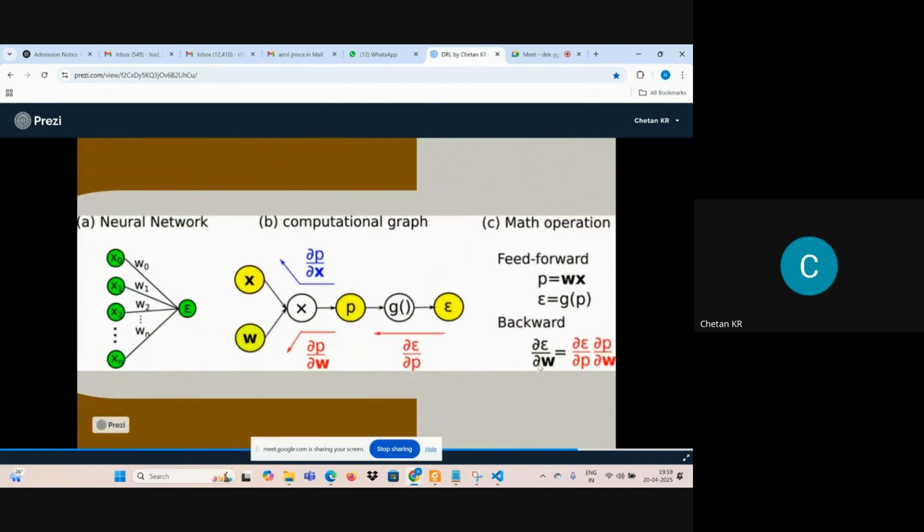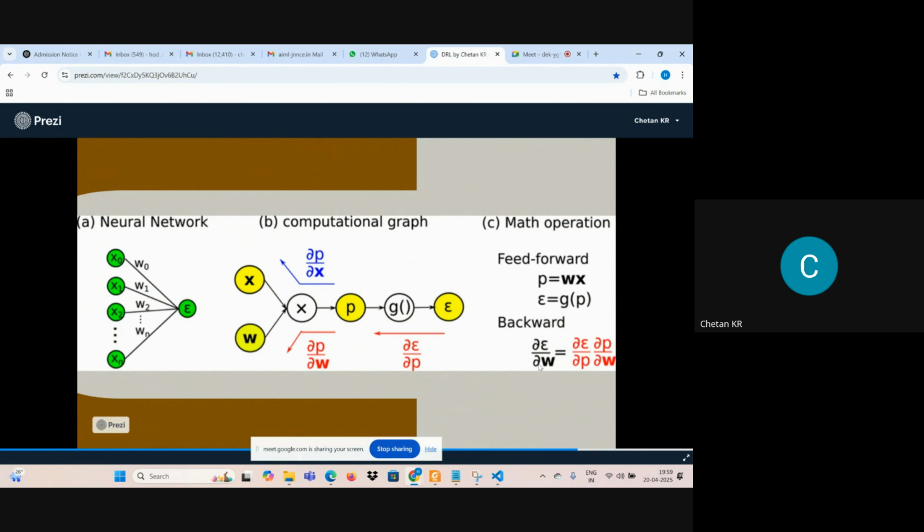Now, this is a way to write the computational graph. If you see the left part, that is a neural network. Normally, in any neural network you take, you will have different inputs. On that, weights are applied and bias is added, which decides the next hidden layer. Epsilon is the hidden layer.